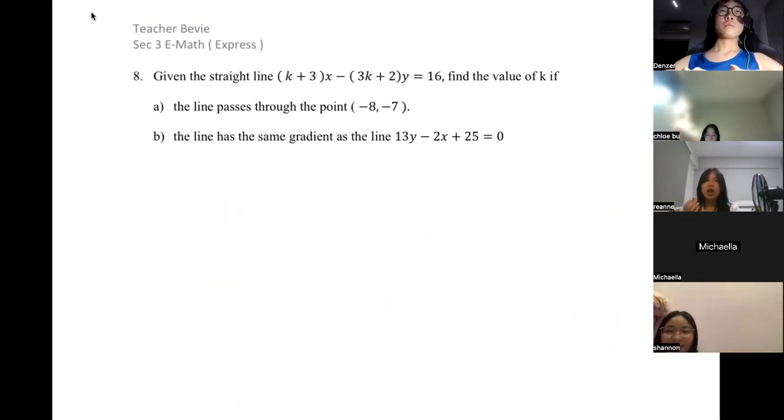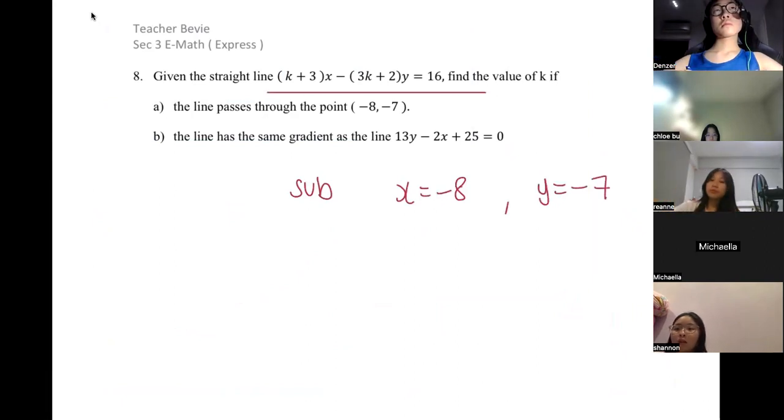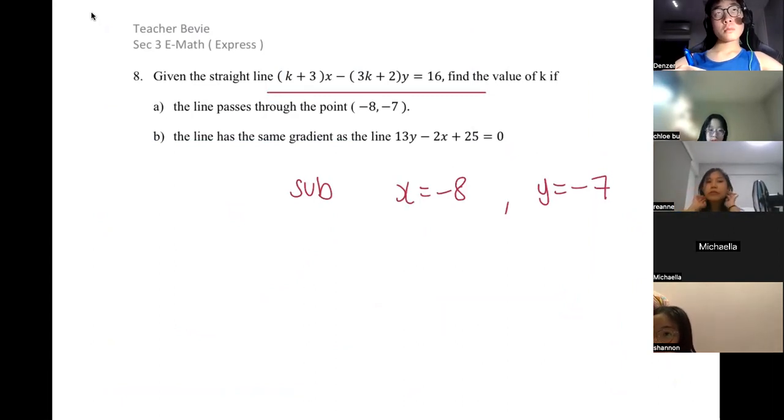Given that the straight line of this equals 16, find the value of k if the line passes through the point of this, comma this. It passes through, so what can I do? I can just sub it in. I will just sub x equals minus 8, y equals minus 7 into this equation. Can you help me find the value of k from here? Let's see who's the fastest. Quick, quick. For Chloe and Denzel and Michaela, send it to me on Zoom chat. Don't let the girls win.